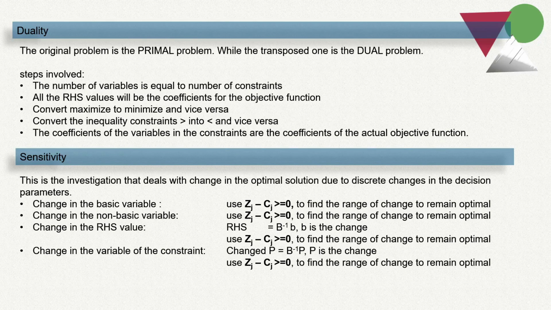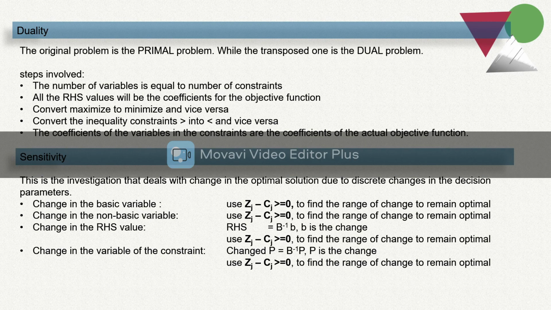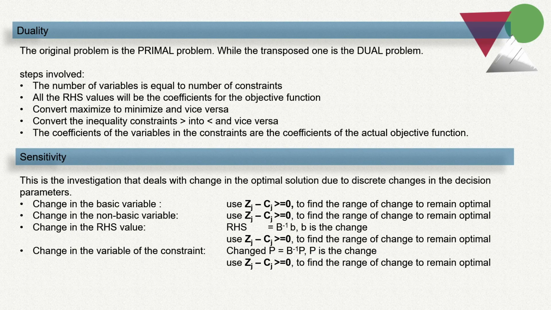Then moving to the next concept, that is sensitivity. This is the investigation that deals with change in the optimal solution due to discrete changes in the decision parameters. There will be change in the basic variable, non-basic variable, in the RHS value, and also the change in the variable of the constraint.